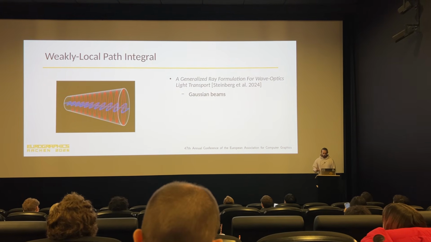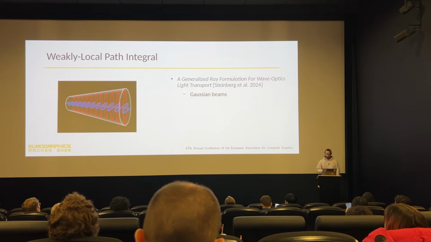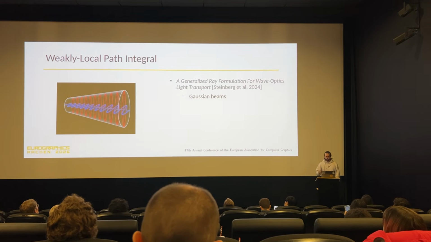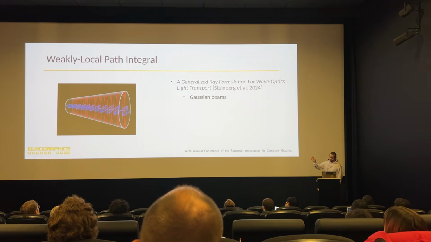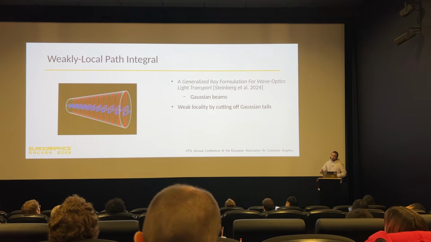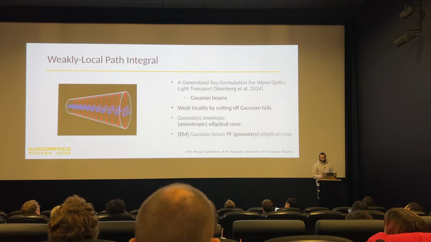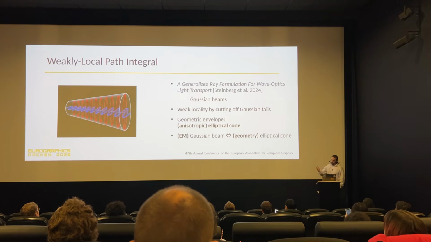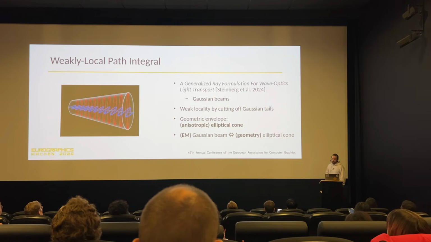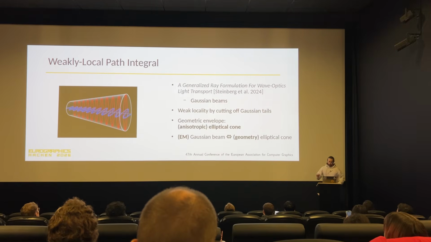For the light transport optics, we use a theory we have developed previously, cited on the right. It remains unchanged, so our electromagnetic beams are Gaussian beams. We achieve weak locality with these beams by cutting off their Gaussian negligible tails. And in this paper, we simply show that the geometric envelope of a Gaussian beam is an anisotropic elliptical cone, and the two things are dual.